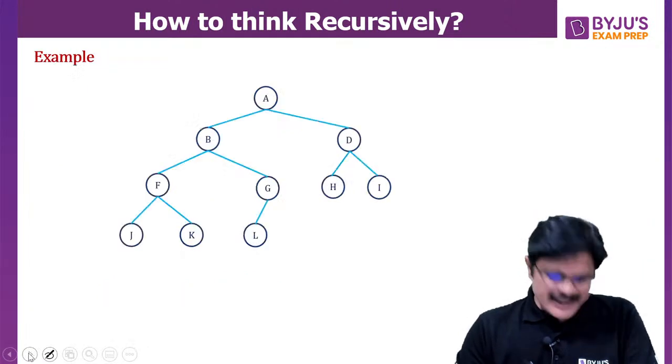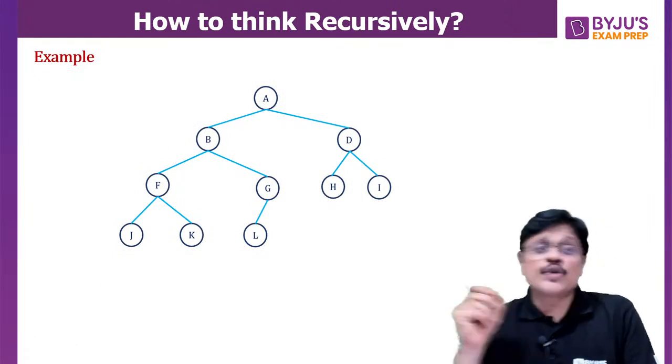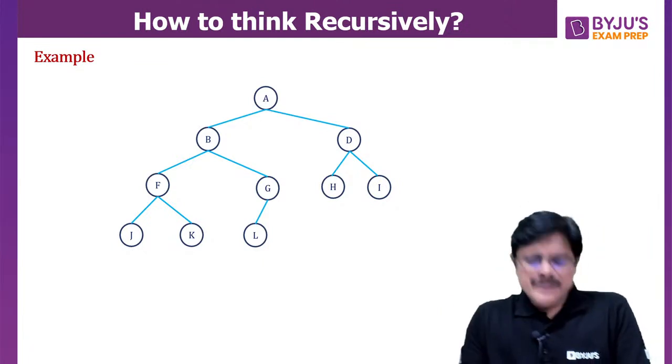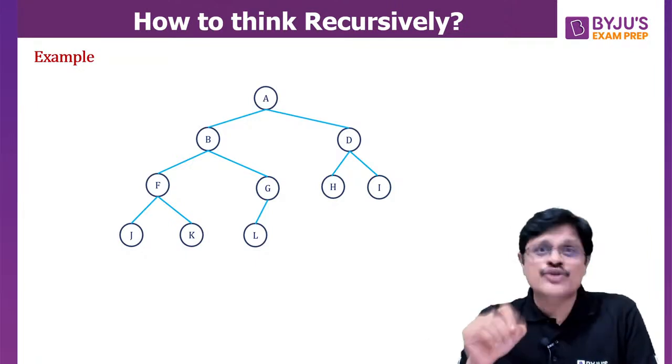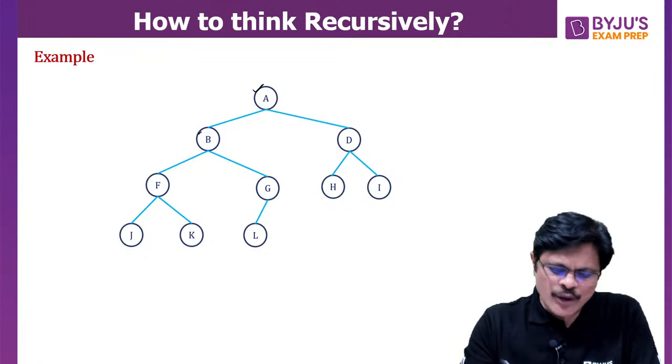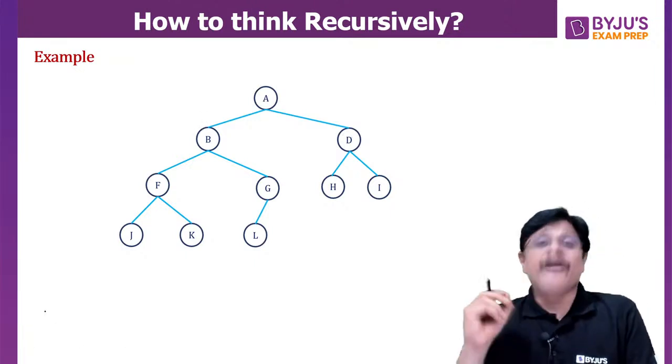Now I take up one example and let us see how we traverse this in pre-order manner. After this, I'll give you the shortcut for writing the pre-order traversal. First let us see recursively how we can traverse the nodes of the tree. These are called nodes of the tree, my dear friends. So we traverse these nodes of the tree recursively in pre-order.